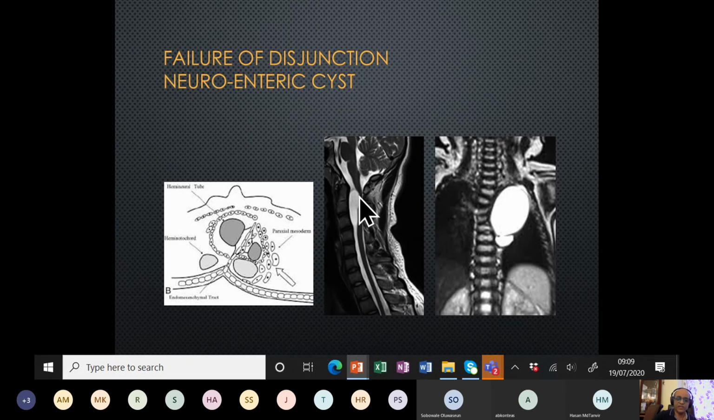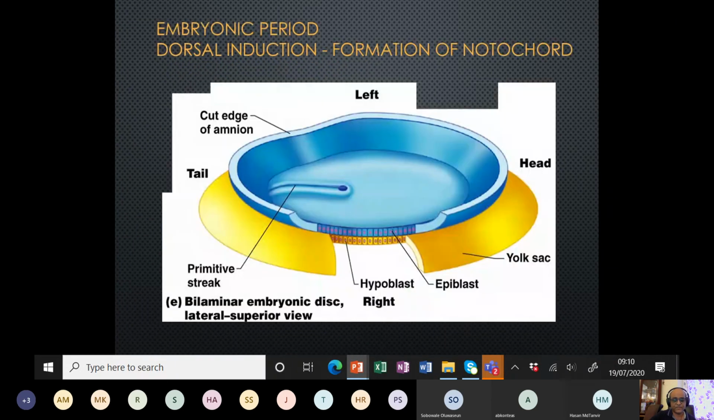And here we have a neuroenteric cyst, which can be seen inside the spinal cord, on the ventral surface of the spinal cord, or sometimes within the vertebral bodies or in the paraspinal location. And if you look carefully, sometimes we can see the associated vertebral anomalies. So this is a failure of disjunction. We are still in the embryonic period.